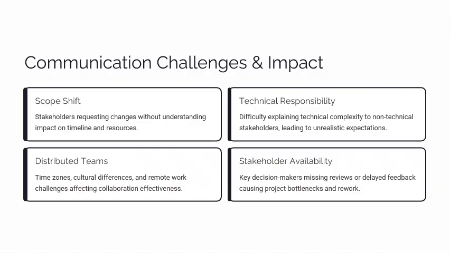And the final one is stakeholder availability. The stakeholders play an important role, and most of the time they are the people making decisions during the project. So it is important that they understand that a decision not made on time will create a delay on the project, the same as feedback. If they don't give feedback on time, this can create project bottlenecks and rework.